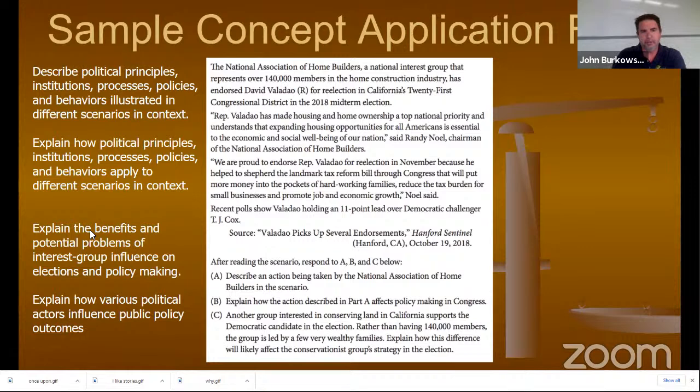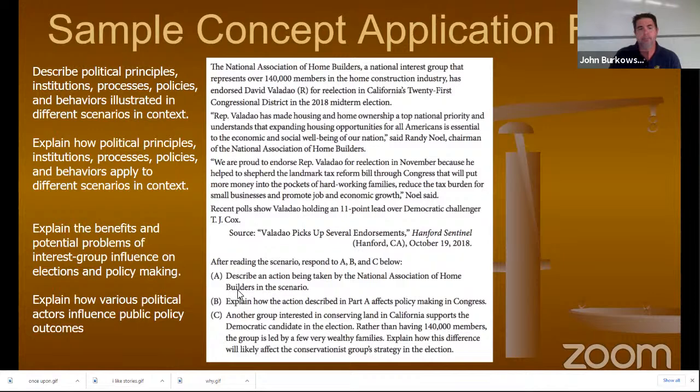You're going to explain the benefits and potential problems of interest group influence on elections and policy. And you're going to explain how various political actors influence public policy outcomes. That's what's being explicitly assessed here. So you have the scenario. It's a legit actual scenario, as I mentioned. And then here are the parts. As you can see, check this out. Describe, explain, and then explain.